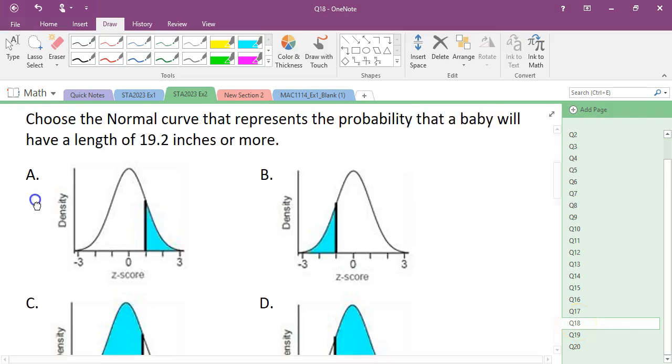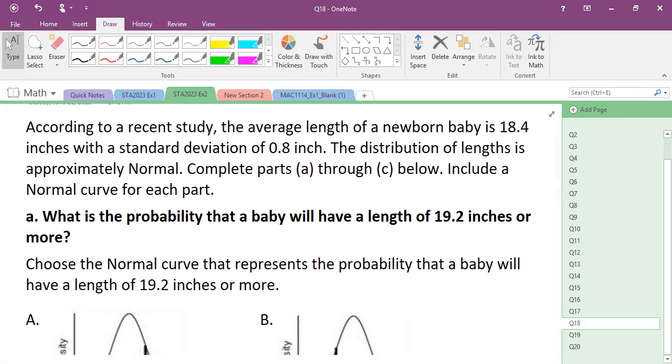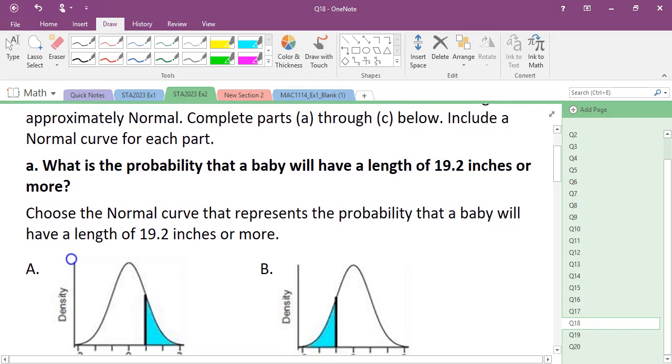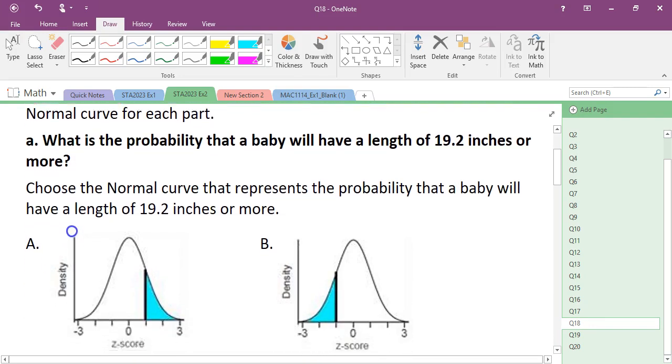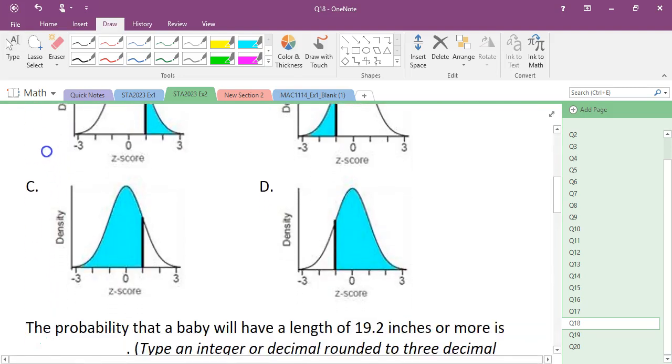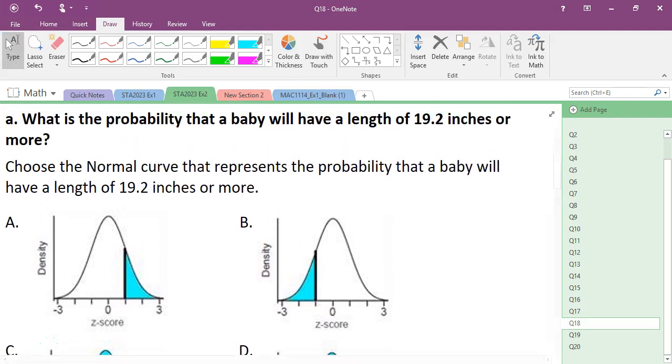All right, so again, we're back to our pictures. According to a recent study, the average length of a newborn baby is 18.4 inches with a standard deviation of 0.8 inch. The distribution of lengths is approximately normal. Complete parts A through C. Part A says the probability that a baby will have a length of 19.2 inches or more. So which picture represents 19.2 inches or more?